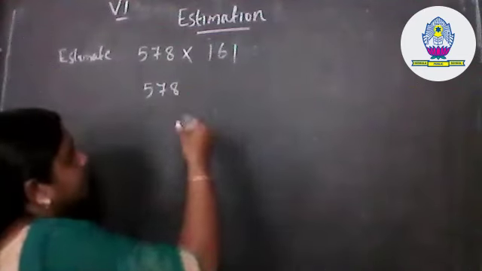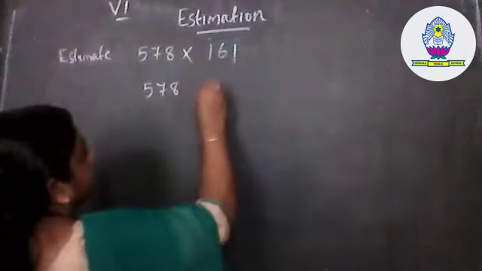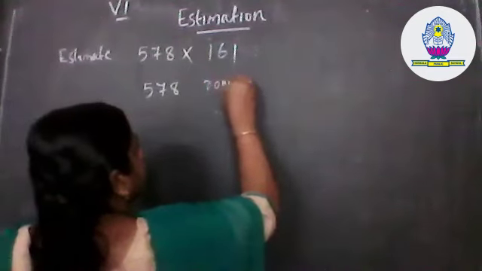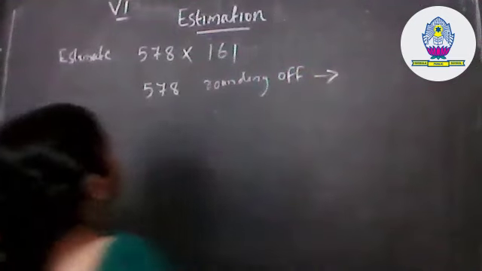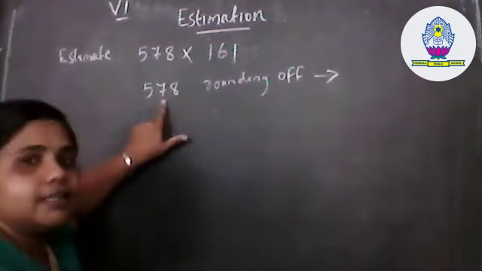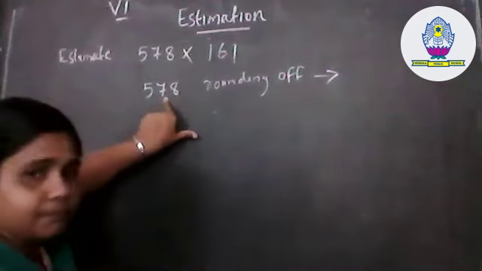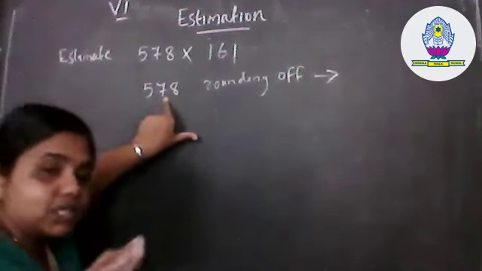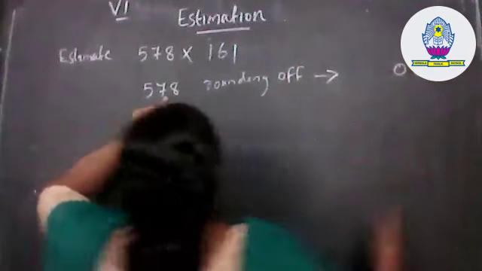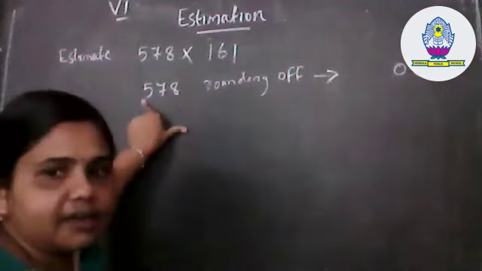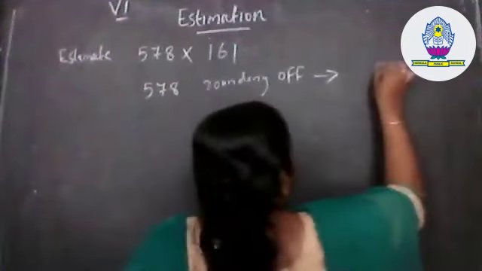So rounding off 578 to the nearest 100. Consider the digit in the tens place. The tens place digit is 7, which is greater than 5. So the last 2 digits become 0, and the digit in the hundreds place is increased by 1. That is 5 becomes 6.